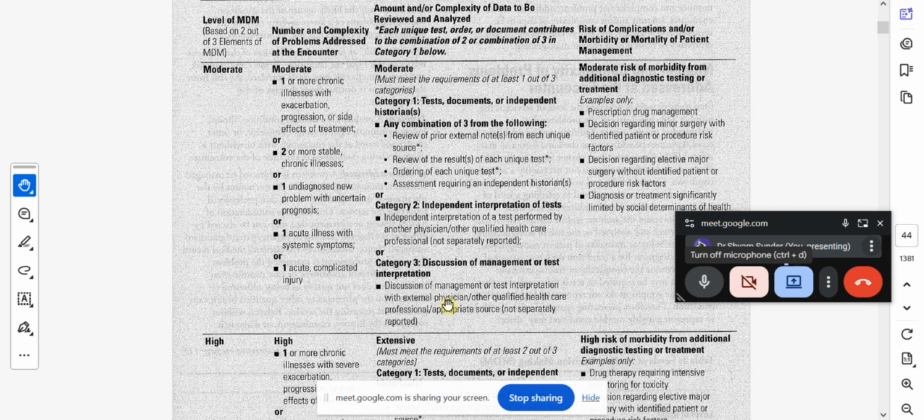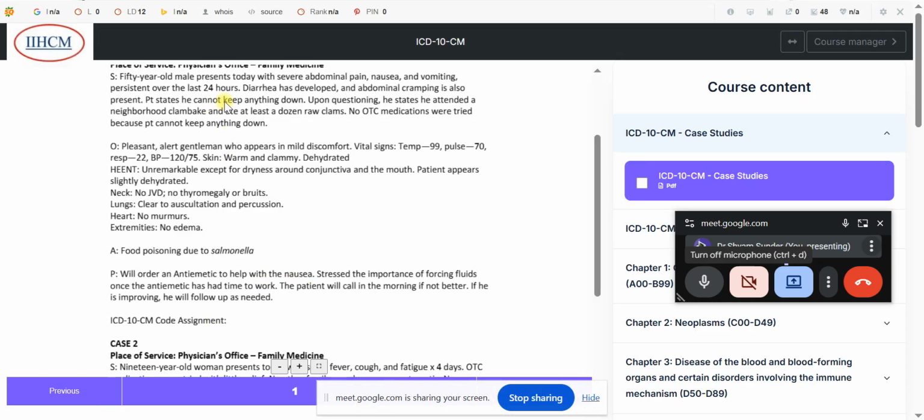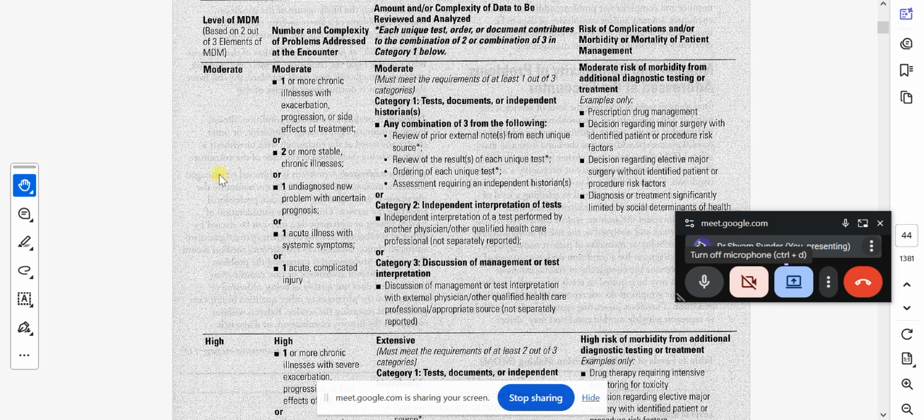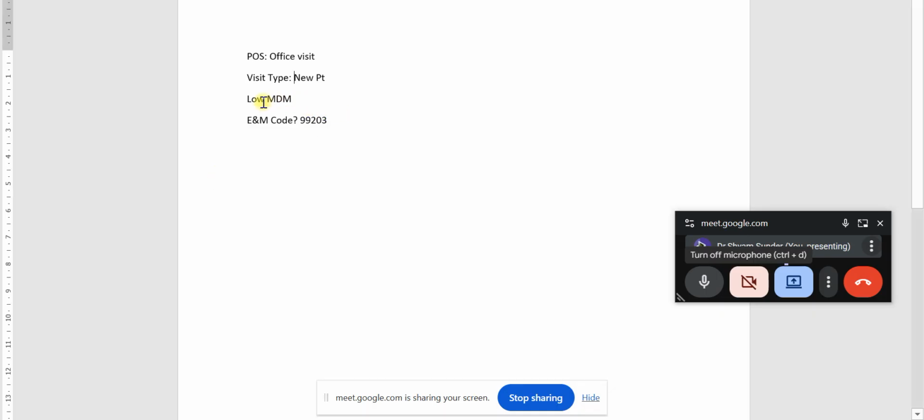Now you know three things. The place of service is outpatient, office visit, and visit type is new patient. MDM is moderate. What is your final E&M level? We decided it is moderate. The E&M code is 99204. That's it.